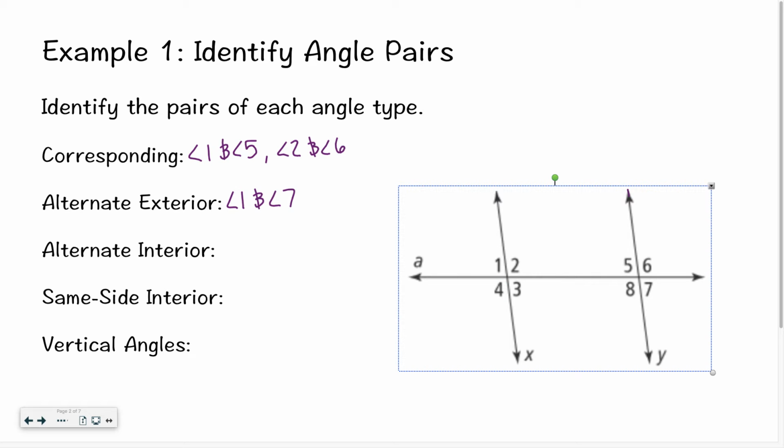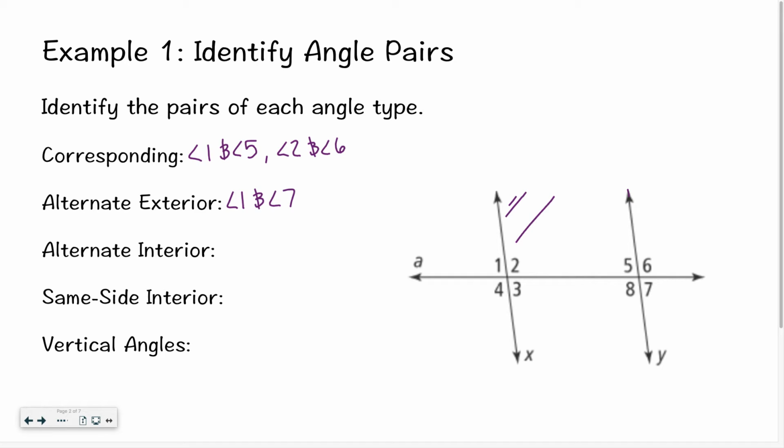Okay, so now alternate interior is basically the same thing as alternate exterior, except this time all of our angles have to be in the interior. So remember, between those two parallel lines. Alternate means that we're still going to have one above and one below, and interior means that they have to be inside the two parallel lines. And just like with the alternate exterior, they each have to touch a different parallel line. So if I'm looking at angle 2, my alternate interior would be angle 8.